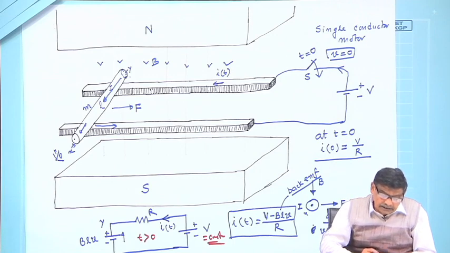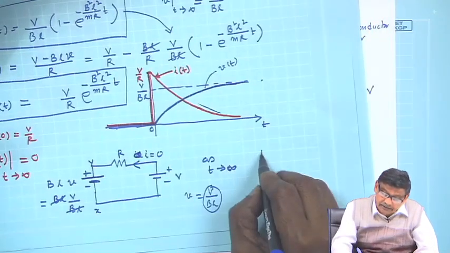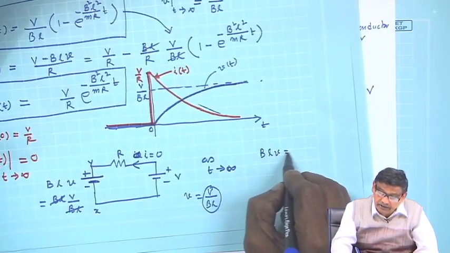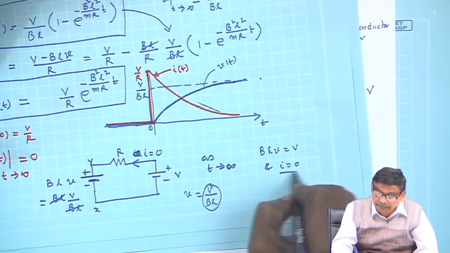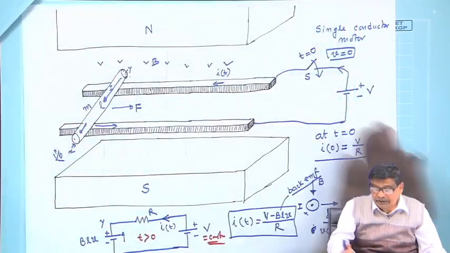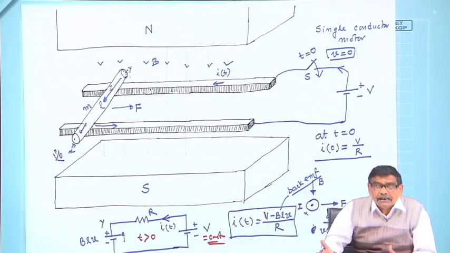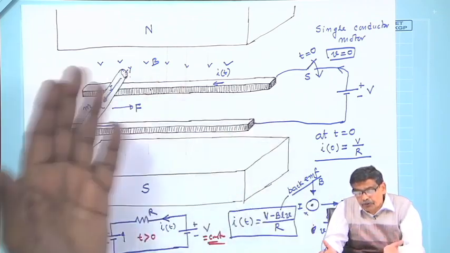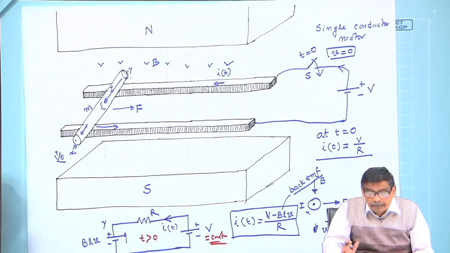Therefore, velocity will go on increasing and the final velocity can be obtained when this B L v is equal to capital V and I is equal to 0. Of course, what is the power then? It is not delivering any power anywhere, but it will continue to move. In this circuit, no current will be flowing.